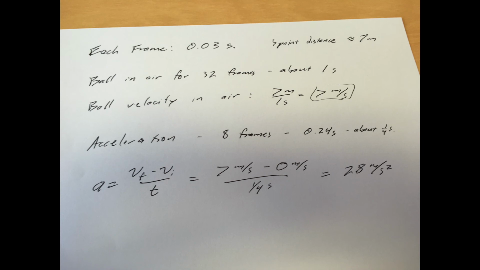And I find out that it took about 8 frames for him to get it up to speed, to accelerate it. So 7 meters per second, divided by the time it took, roughly 1/4 of a second, or 0.24 seconds, and then I get roughly 24 meters per second squared. Okay. So good luck with your estimate, and you can use the frame by frame feature to help.